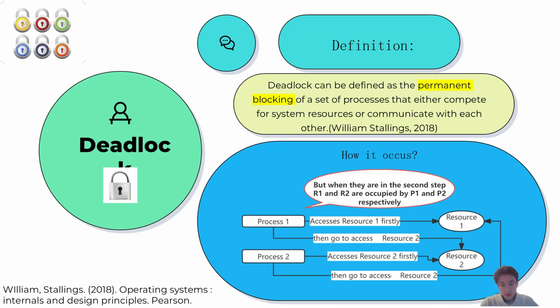Process 1 wants to access resource 1 first, and then process 2 accesses resource 2 first, and then process 1 goes to access resource 2. But at this time, resource 2 is occupied by process 2. So deadlock will occur, because process 1 cannot obtain resource 2 from process 2.